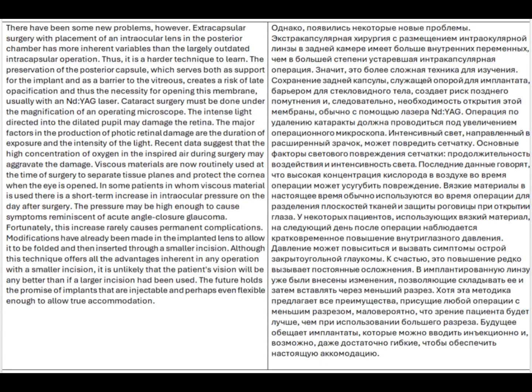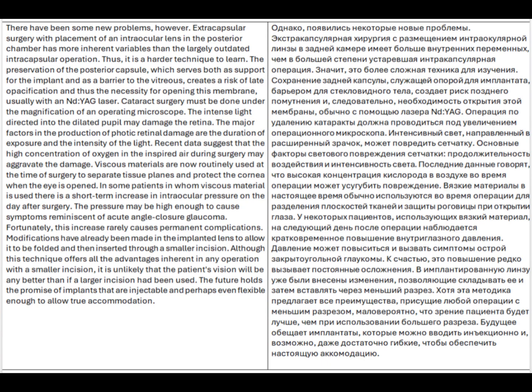Viscous materials are now routinely used at the time of surgery to separate tissue planes and protect the cornea when the eye is opened. In some patients in whom viscous material is used, there is a short-term increase in intraocular pressure on the day after surgery. The pressure may be high enough to cause symptoms reminiscent of acute angle closure glaucoma. Fortunately, this increase rarely causes permanent complications.